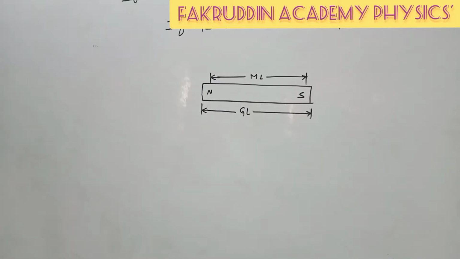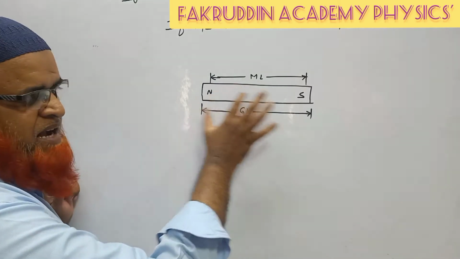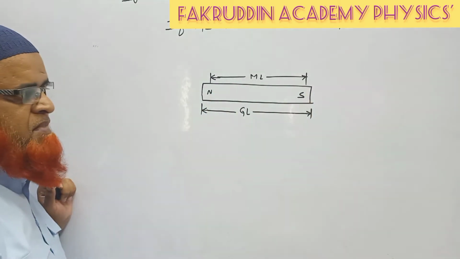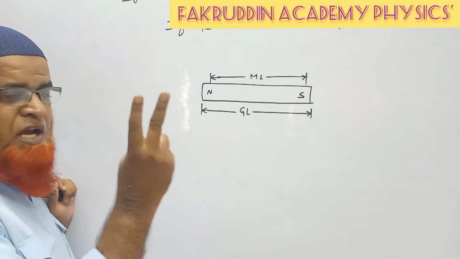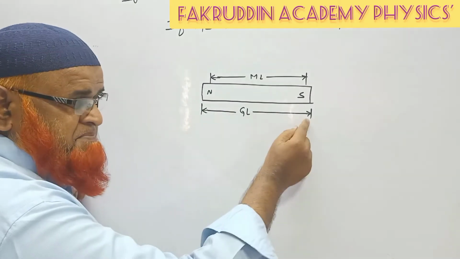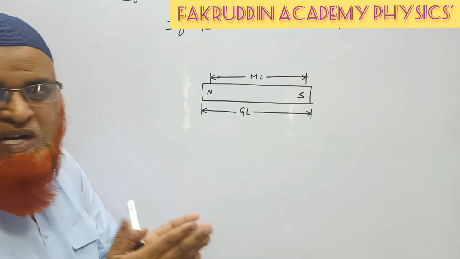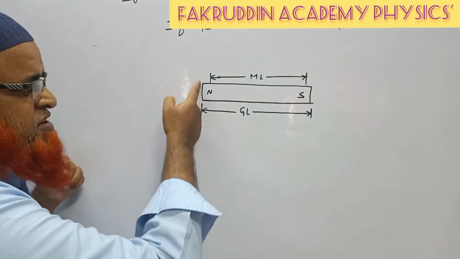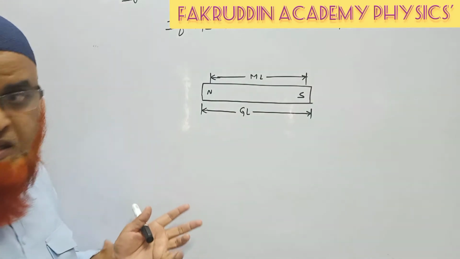Okay, so just see here, this is a magnet. This is a magnet having north and south pole, and every magnet has two types of lengths here. One is said to be geometric length. Geometric length means exactly from this end to that end, exactly from this edge to that edge, it is called geometric length here.